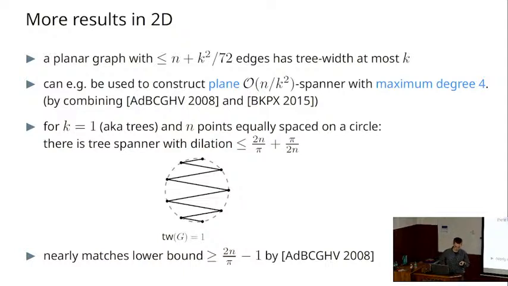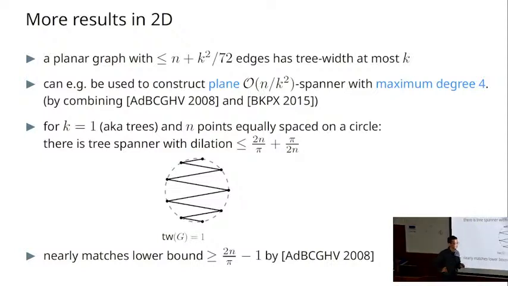And one final result on graphs with bounded tree width, actually very bounded because k is 1. This is mostly here because it was mentioned in this paper. If you have equally spaced points on the circle and you ask for the tree spanner with minimum dilation, then there was this lower bound of 2n divided by pi minus 1. And what we also showed is that this tree here nearly matches that lower bound. So this highlights that Steiner points help significantly.